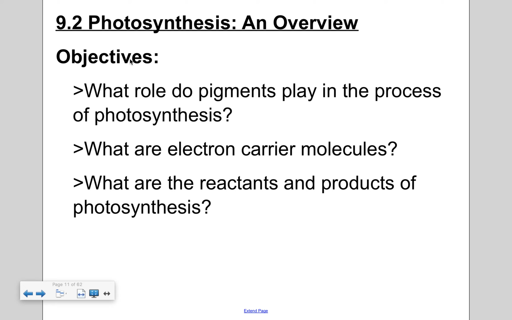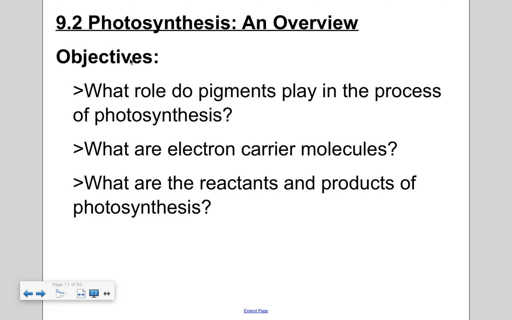Okay, yesterday we looked at 9.1 and the overview of energy, where we talked about ATP as the energy molecule inside of cells and how the three phosphate groups are a little bit unstable. And when you release that last phosphate, energy is being given off.